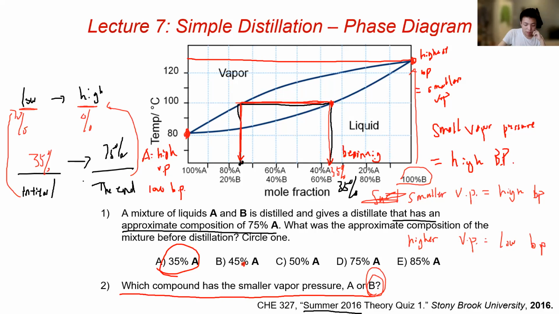For A at the end, that means it's boiling lower, so that means B has a smaller vapor pressure. Yeah. That's one way to think about it. And I'm not sure how Dr. Rudik will explain it, but yeah.